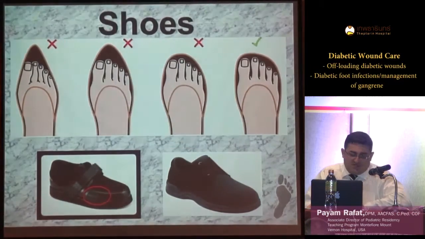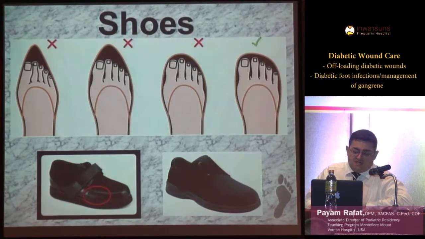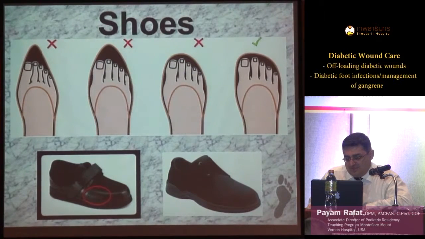So looking at the shoe itself, we have to make sure that the front is not too narrow. We're going to make sure that the toe box has adequate room for the toes, especially if they have hammer toe digit deformities. Make sure the length and the width is adequate.